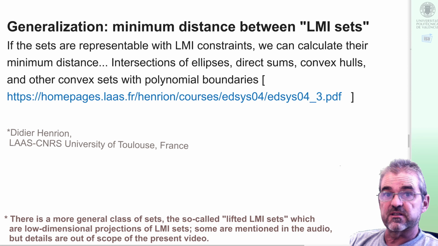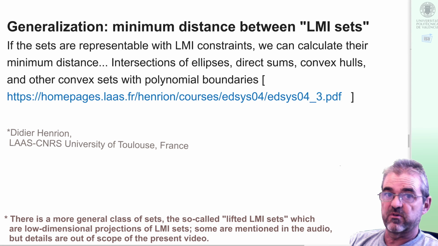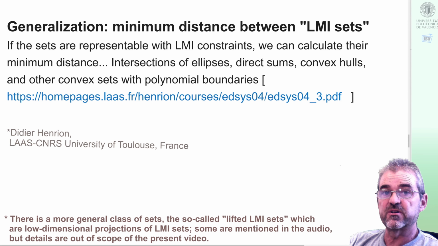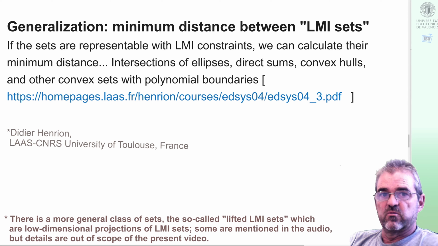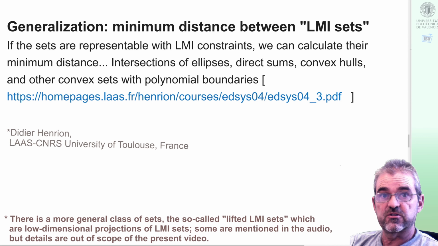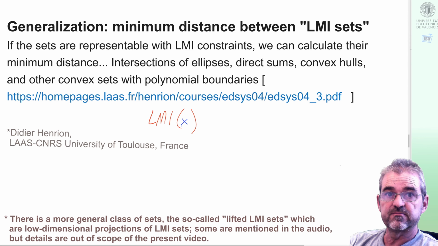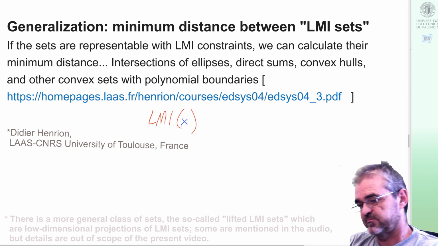But you can, for instance, consult the materials by Didier and Rion, and in there he proves that polyhedra are LMI sets, intersections of ellipsoids, convex hulls of ellipsoids, and in general, there is a family of convex sets with polynomial boundaries. But okay, we are not detailing all those complicated things about the geometry of LMI sets. As long as you can say that a given LMI of x must hold, then we can do the same thing as we'll do here with just ellipses.